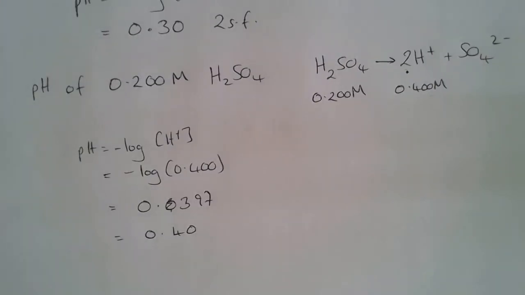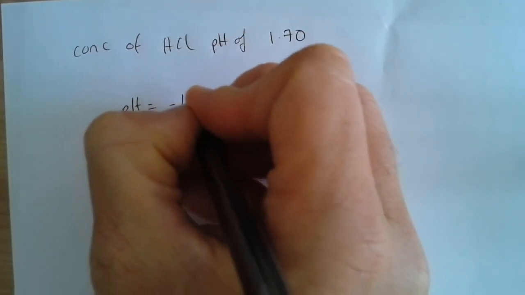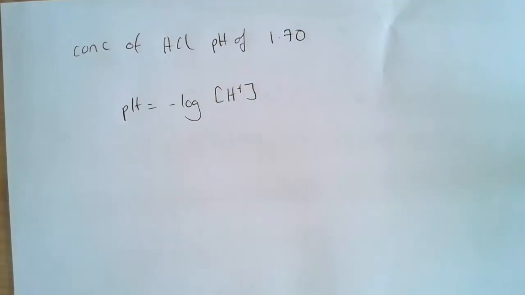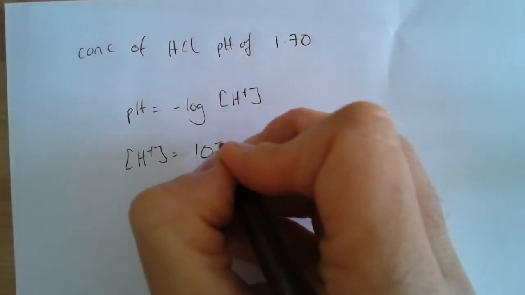The last thing we need to be able to do is actually do this process in reverse. So if we have the pH of a substance, we're going to work out the concentration of HCl that has a pH of 1.70. So if pH is the negative log of the hydrogen ion concentration, then the inverse function of that, the hydrogen ion concentration, is 10 to the minus pH.